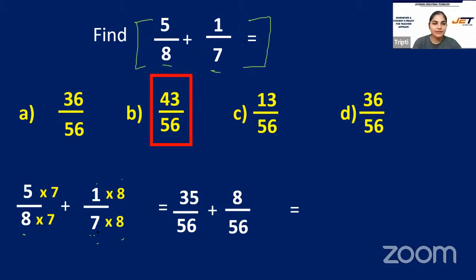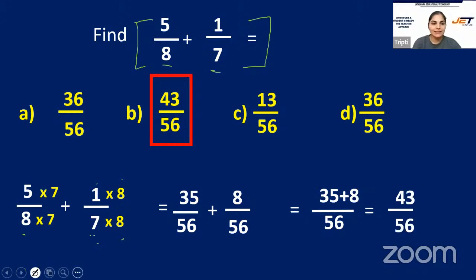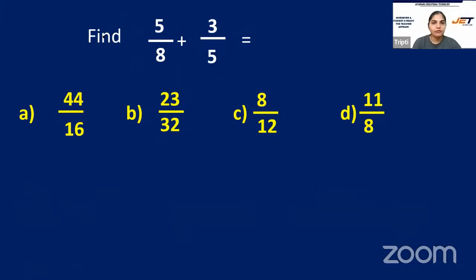5 times 7 is 35. 8 times 7 is 56. So 35 plus 8, 43 by 56. The denominator will remain. You don't add the denominator. 5 by 8 plus 3 by 5.